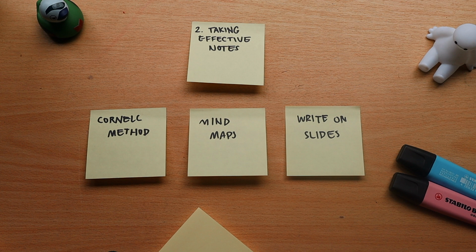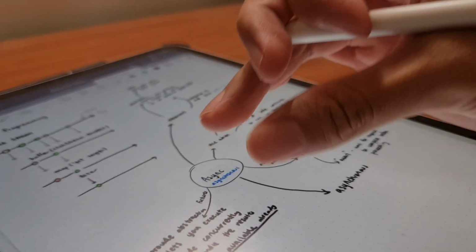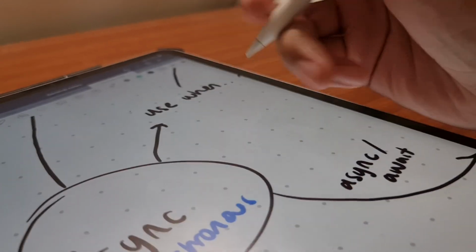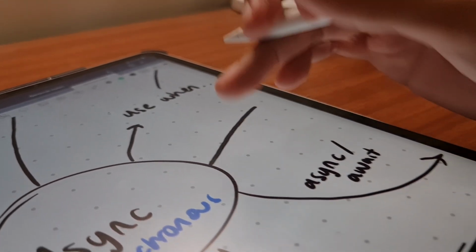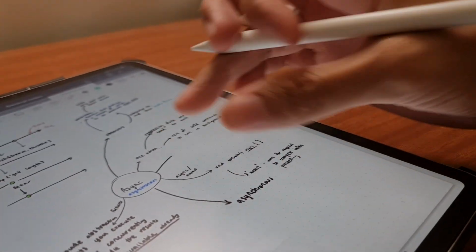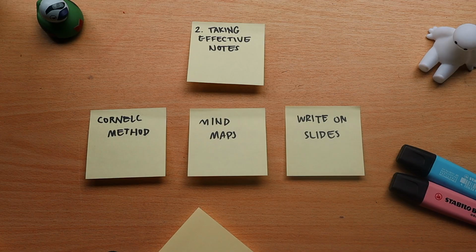So, with that in mind, here's an overview of a couple of note-taking methods that I mix and match depending on the content being taught. Also, I'll be making a more in-depth video of each study method in the future, going over how to actually take notes effectively during lectures, so subscribe if you're keen to see that. The 3 note-taking methods we'll be going over today are the Cornell method, mind mapping, and writing on slides.